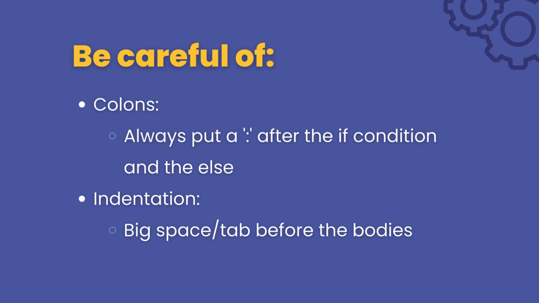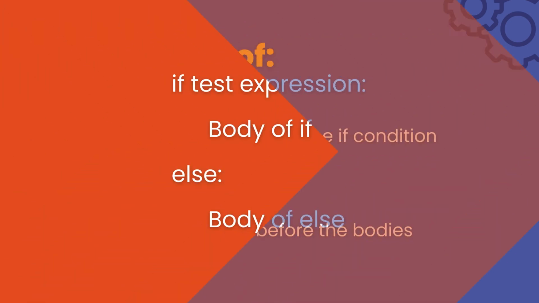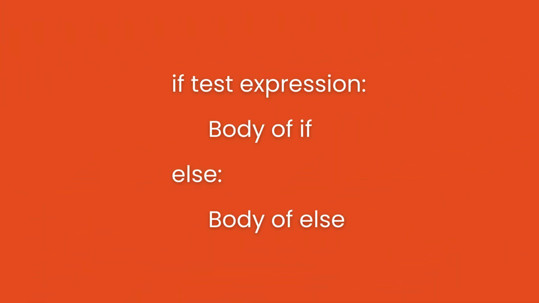An indent is a big space or tab before the statement to be carried out. Usually, your computer should take care of the indentation for you if you put a colon. But always make sure that there is an indentation before the body of if and the body of else, like this. In the syntax, you can see that there is a colon after the if and else conditions and an indentation before the bodies of if and else.